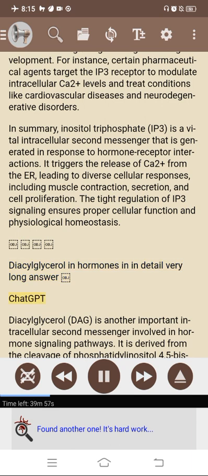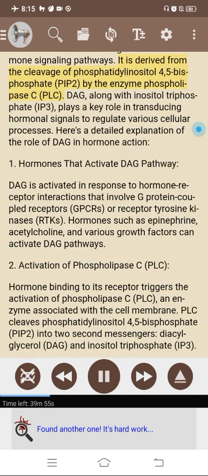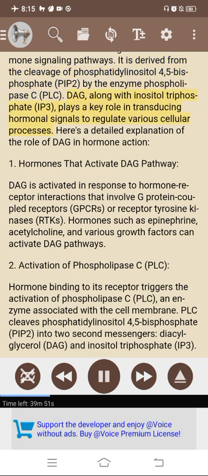Diacylglycerol DAG is another important intracellular second messenger involved in hormone signaling pathways. It is derived from the cleavage of phosphatidylinositol 4,5-bisphosphate PIP2 by the enzyme phospholipase C (PLC). DAG, along with inositol triphosphate IP3, plays a key role in transducing hormonal signals to regulate various cellular processes. Here's a detailed explanation of the role of DAG in hormone action.